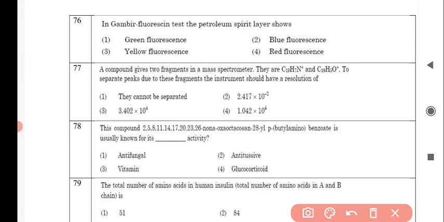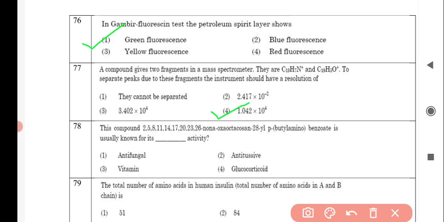Next question is in Gambier fluorescent test the petroleum spirit layer shows, and the correct answer is option number 1, green fluorescence. Next question is a compound gives two fragments in a mass spectrometer. They are C19H7N+ and C19H5O+. So to separate peaks due to these fragments, the instrument should have a resolution of, and the correct answer is option number 4, 1.042 into 10 to the power 4.